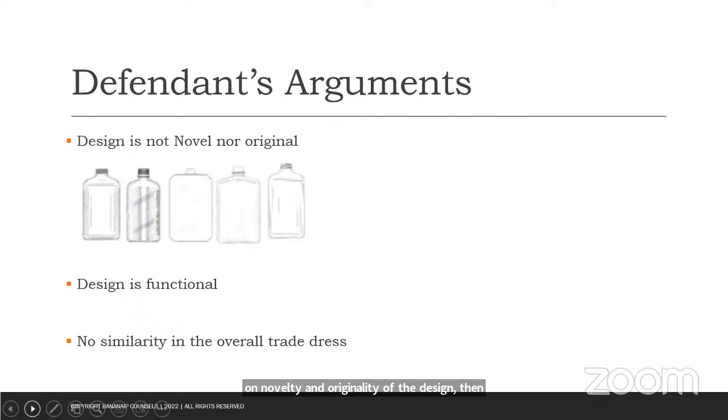Then you have another contention that the defendant raised, which was that the design is functional in nature. And lastly, a contention that there was no overall similarity in the trade dress.